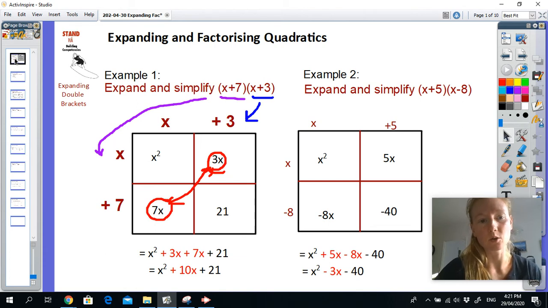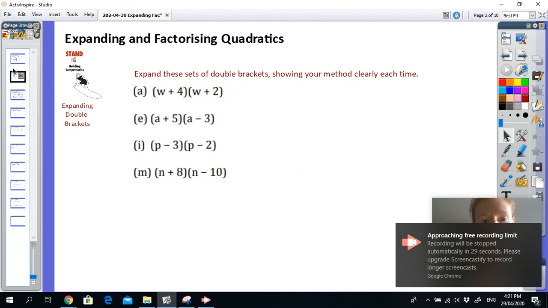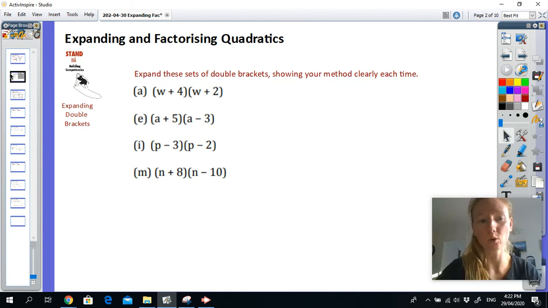Okay, so now on the next slide, you're going to have a go at some yourself. You can come forward and back to this slide as many times as you like. So here are 4 that I want you to do in your books, showing all of that method that you've just seen me do, please. Then come back and you can mark it with the answers.